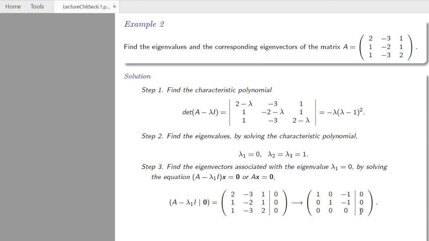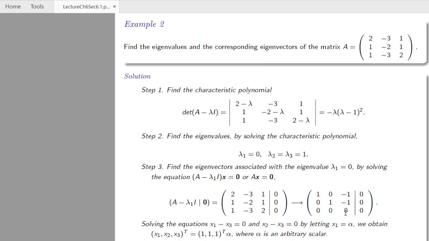So after the elementary row operations, the system here will be x1 minus x3 equals 0, and the second one will be x2 minus x3 equals 0. So we need to solve these two equations.